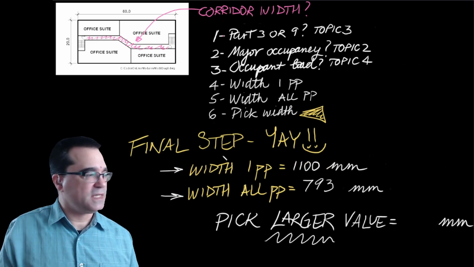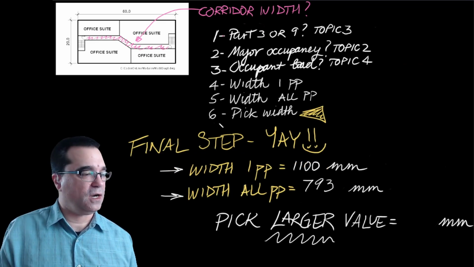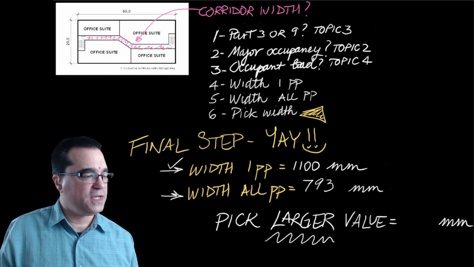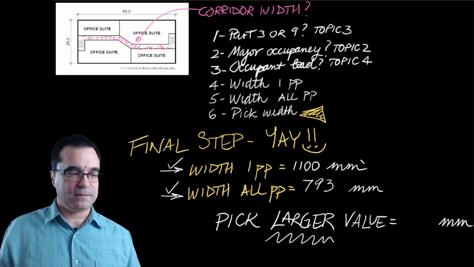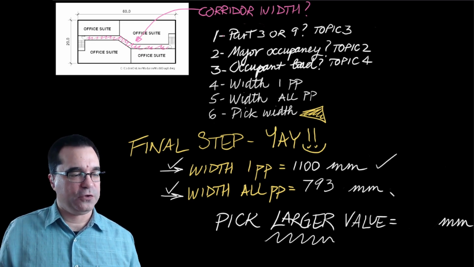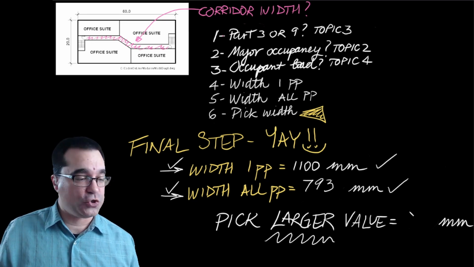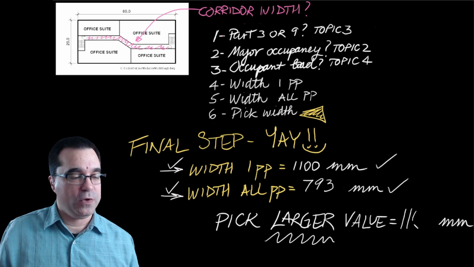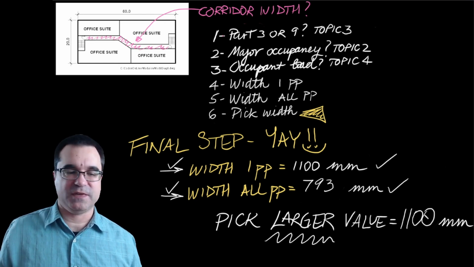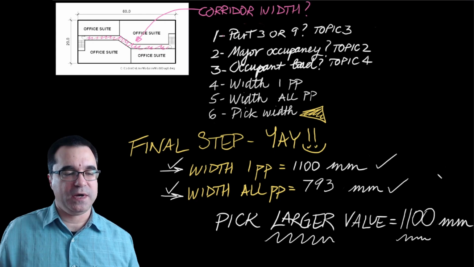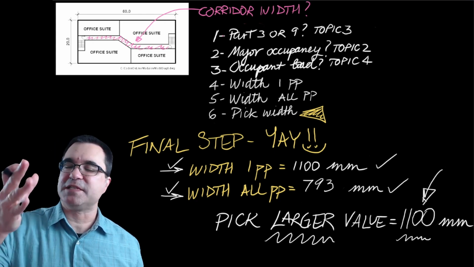Under step number 6, we have to compare the 2 widths you got. The one for one person and the one for all people. So we have to compare 1,100 millimeters and 793, and we always pick the larger one of the 2. So the minimum width of this public corridor in this specific case is 1,100 millimeters, and that's our final answer.